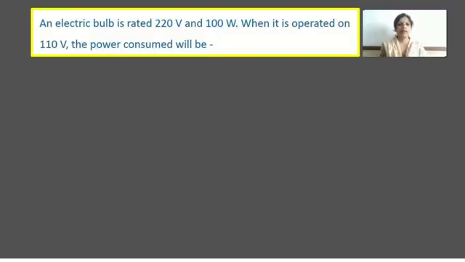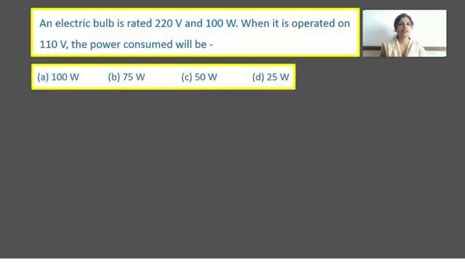An electric bulb is rated 220 volt and 100 watt. When it is operated on 110 volts, the power consumed will be dash, and again you are given options. These are the options: 100 watt, 75 watt, 50 watt, 25 watt. What is the answer? Now see, sometimes if you cannot figure out what is given to you, have a look at the units. 220 volt means potential difference is given. 100 watt, what is the SI unit of power? So power is given. Now when it is operated on 110 volt, how much will be the power consumed?